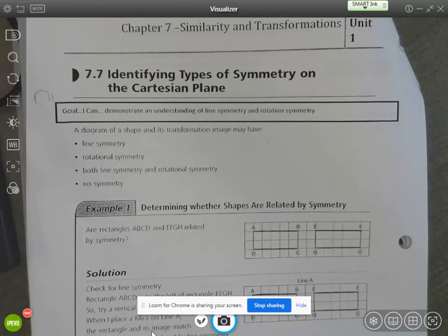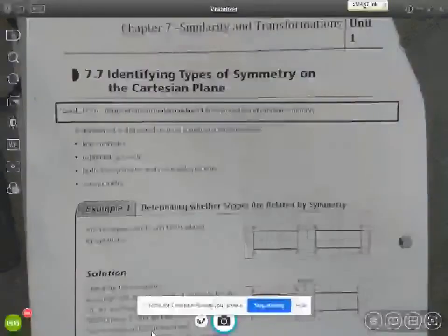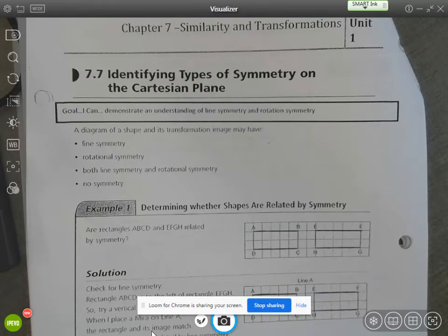5.7, identifying types of symmetry on the Cartesian plane. So your goal for today is to demonstrate an understanding of line symmetry and rotational symmetry. A diagram of a shape and its transformation image may have line symmetry, rotational symmetry, both line symmetry and rotational symmetry, or no symmetry at all.